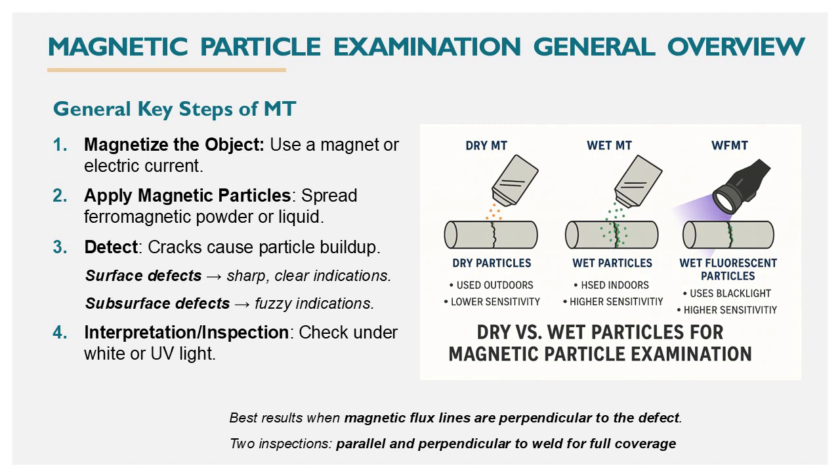The indications are visually interpreted under white light or UV light. For fluorescent particles, best results when magnetic flux lines are perpendicular to the defect. There are two inspections commonly used: parallel and perpendicular to the weld, for full coverage.